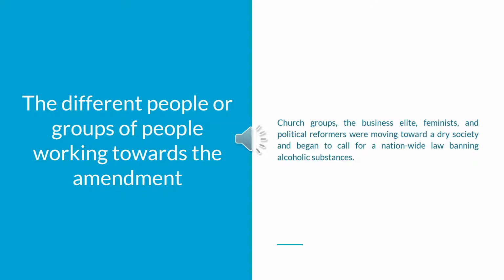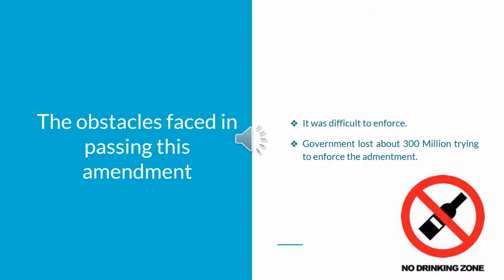The major group of people working towards Amendment 18 was women, but also church groups, business elites, feminists, and political reformers who were moving towards a dry society and began to call for a nationwide law banning alcoholic substances. The obstacle faced in passing the 18th Amendment was that it was difficult to enforce, and the government lost about $300 million trying to enforce the amendment.